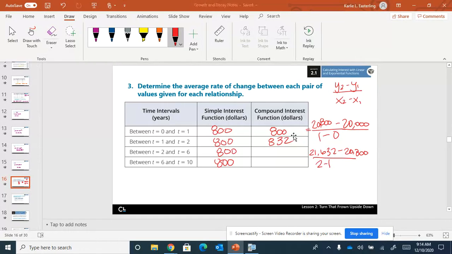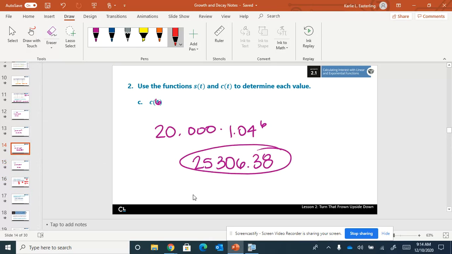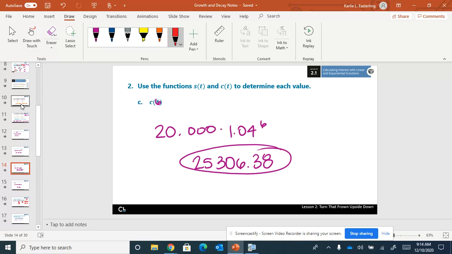So I got 0, 1, and 1 and 2 from that original table of values. So you can flip back and look at those. 6, though, we are not given. So we are going to have to calculate what 6 is, which I believe we have already done. So it was that C of 6, which is right here, that $25,306.38. We did not calculate it for 10, though, so we will have, we're given 10, aren't we?